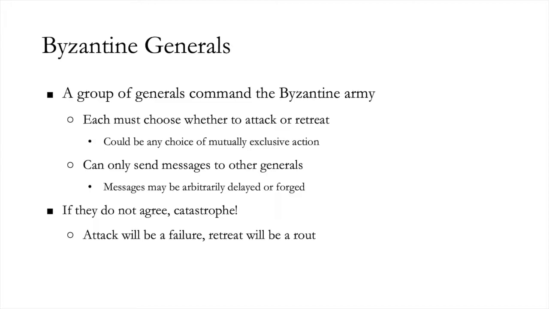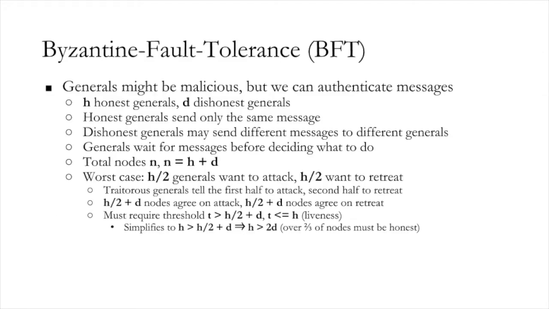So using this model, which maps pretty cleanly onto the double spend problem, messages get delayed or sent to different parts of the network at different times, but we can authenticate messages. We have some way to know that a general did or did not send a particular message, and everyone else in the network, all the other generals who are receiving these messages, can check whether a message is valid or not. So let's say we have H honest generals and D dishonest generals. We'd like to figure out what these values can be and still come to consensus.